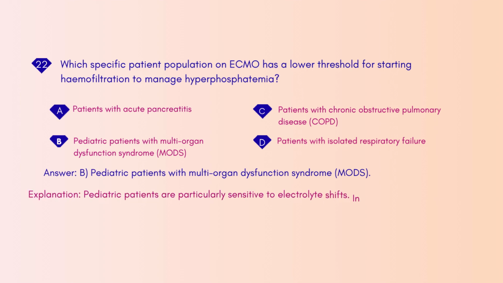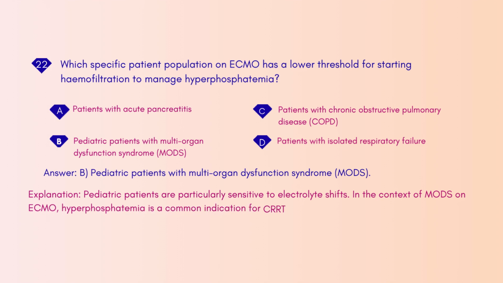Explanation: Pediatric patients are particularly sensitive to electrolyte shifts. In the context of MODS on ECMO, hyperphosphatemia is a common indication for CRRT to prevent secondary hypocalcemia and cardiac arrhythmias.